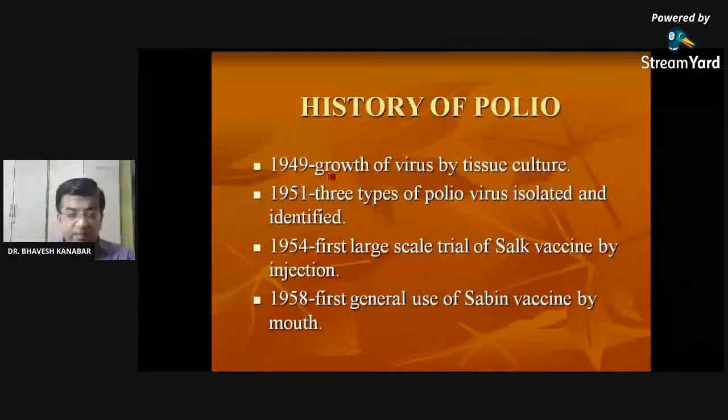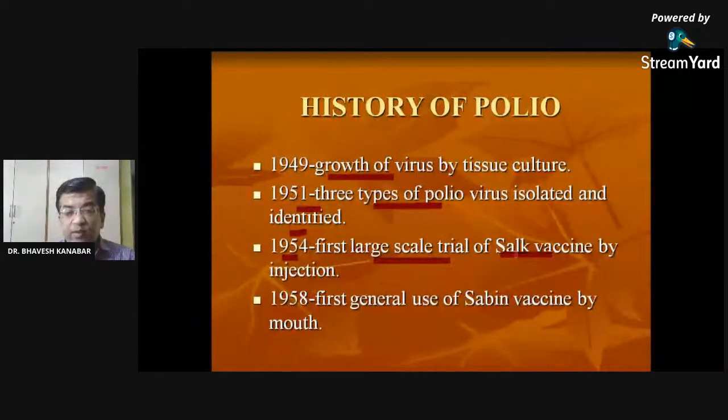In 1951, the three types of polio virus, 1, 2, and 3, were isolated and identified. In 1954, the first large-scale trial of the vaccine, that is the Salk vaccine, which was given by injection. In 1958, the first use of the Sabin vaccine. So there are two types of vaccine, Salk vaccine and Sabin vaccine, right? The oral vaccine is called Sabin vaccine and the injectable is Salk vaccine.